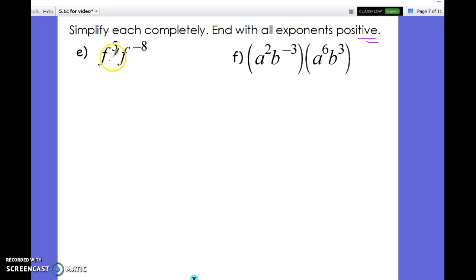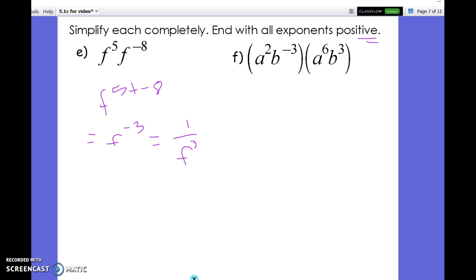So letter E, we have f to the 5th power times f to the negative 8th power. We could do different things. It doesn't matter what order you do them in, just your personal preference is going to come into play, okay? You could use your product of a power rule. So since we are multiplying, we know that we want to add these exponents. Well, 5 plus -8 is -3. And then we would have 1 over f to the third power. So we could solve it like that.